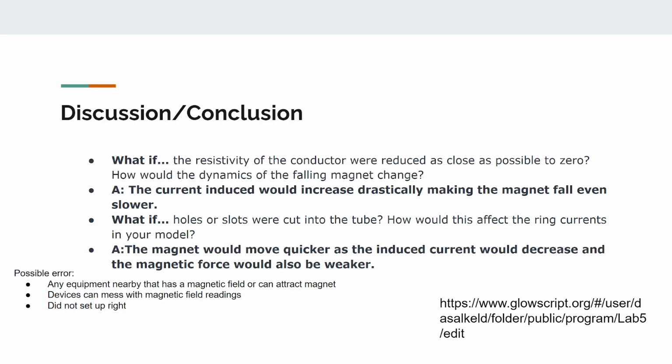And then any possible errors: any outside magnetic forces we didn't account for. I could have not set things up right, I could have measured it wrong, and the devices could have messed with the magnetic field readings. And there's my GlowScript code.